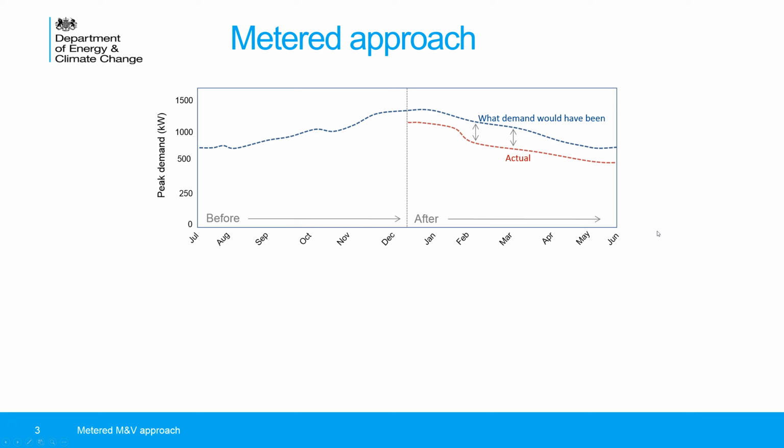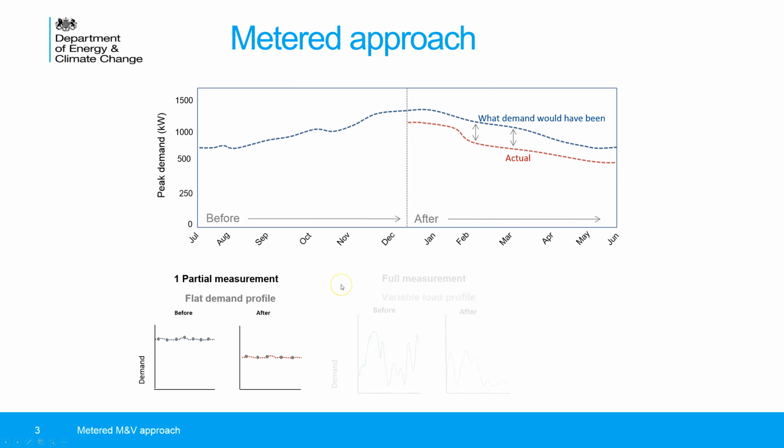In the pilot, there are 3 metered M&V approaches that you can use. So the first is partial measurement. If you've got a project involving a flat demand profile both before and after, that might look a bit like that, you can consider using the partial measurement approach. And partial measurement just means you take a series of discrete readings, as shown by the grey blobs here, both before and then after, and you use those readings to calculate the savings.